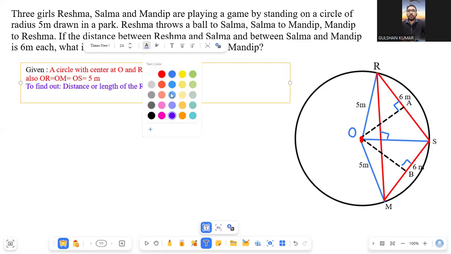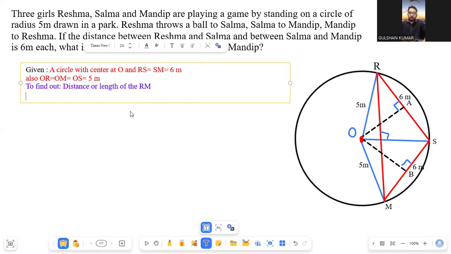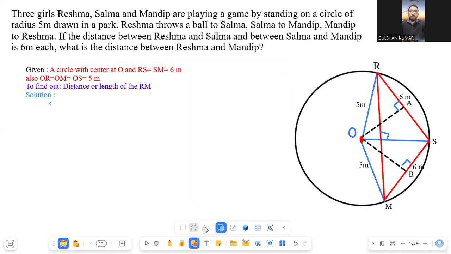Now the solution. What is the solution here? Starting with the basic triangle.